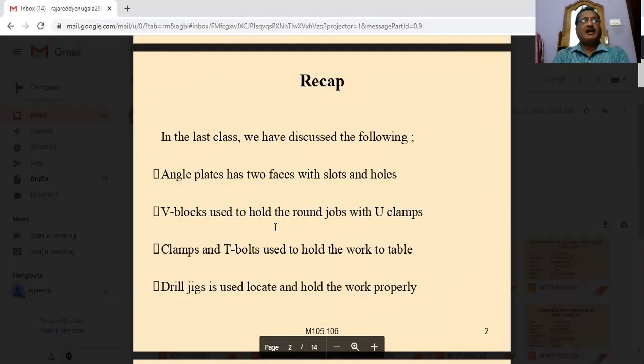Recap. In the last class, we have discussed the following. Angle plates have two faces with slots and holes. V-blocks are used to hold round jobs. U-clamps, clamps and T-bolts are used to hold the work to the table. Drill jigs are used to locate and hold the work properly.